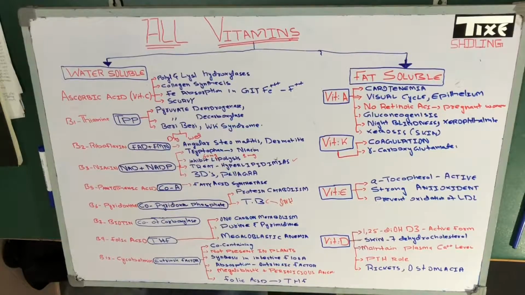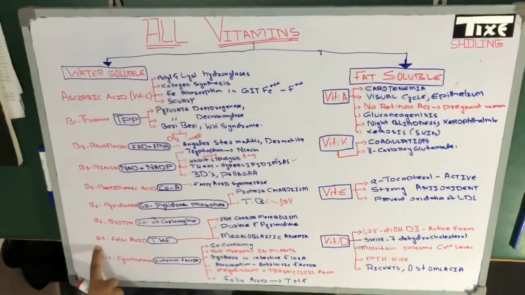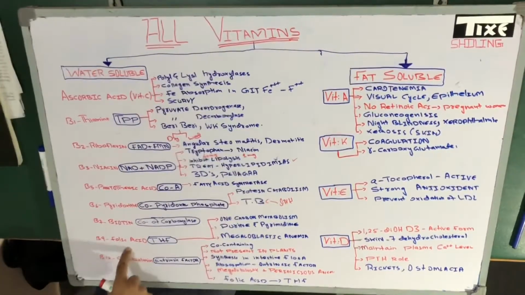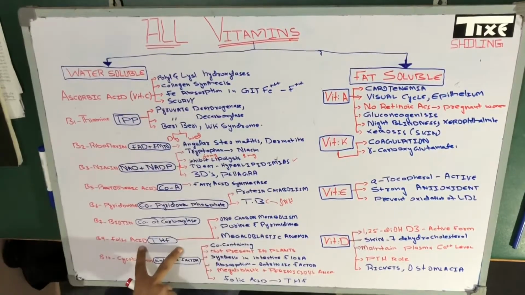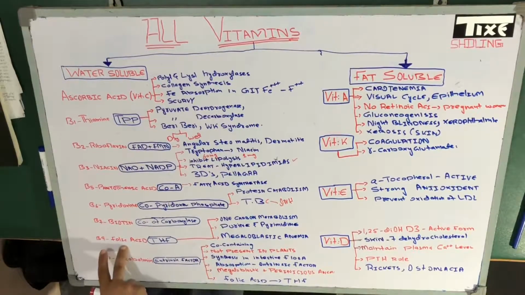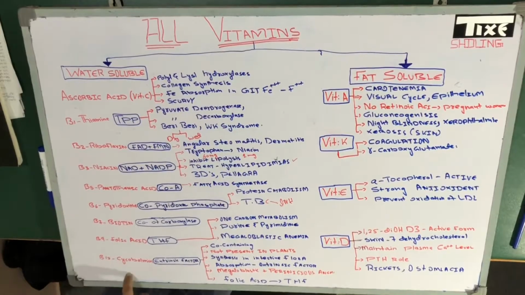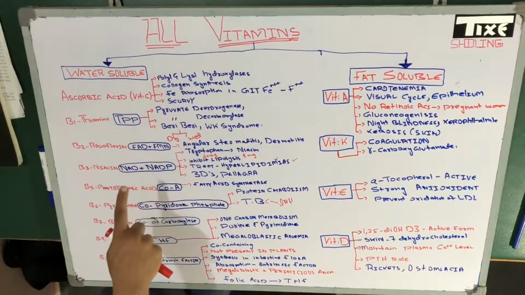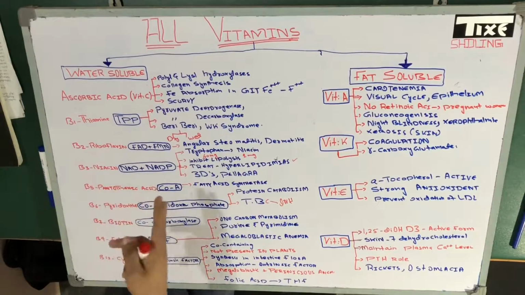So what is folic acid? Folic acid is vitamin B9, which is not an active form. The active form of vitamin B9 is tetrahydrofolate. So when folic acid goes through a two-step reaction, it's going to convert into the tetrahydrofolate. For the conversion of folic acid into tetrahydrofolate, we need two important things. That is the vitamin B12 and vitamin C, which is also called ascorbic acid.